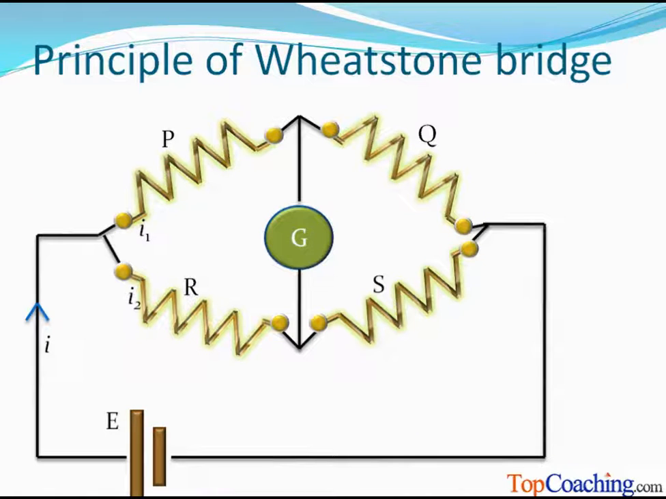The next concept that we are going to study is the principle of Wheatstone bridge. Now imagine resistances connected as shown on your screen. As you can see, there is a battery of EMF E. Connected to the battery are 4 resistances P, Q, R and S, connected as shown in the figure. As you can see, the point between P and Q and the point between R and S are joined together. So a current I is flowing from the battery and it is splitting up into 2 parts, I1 and I2 here. Understood?